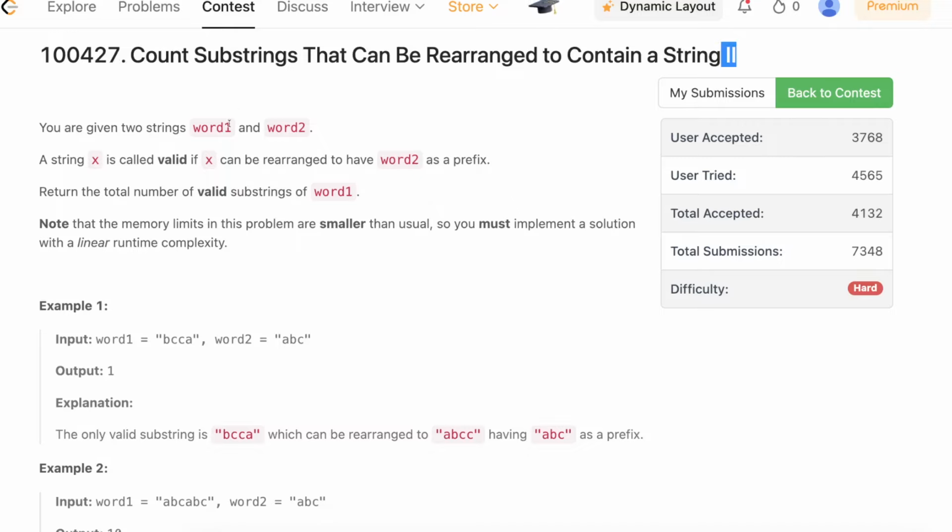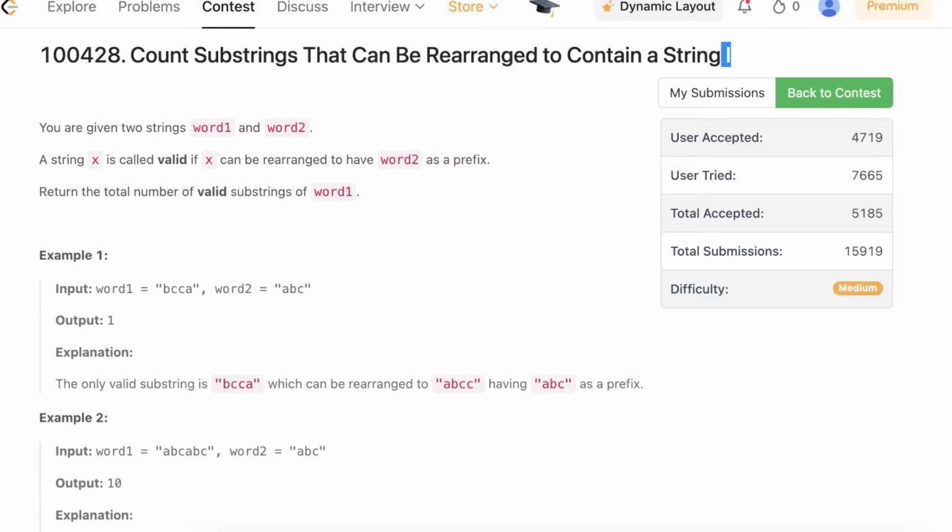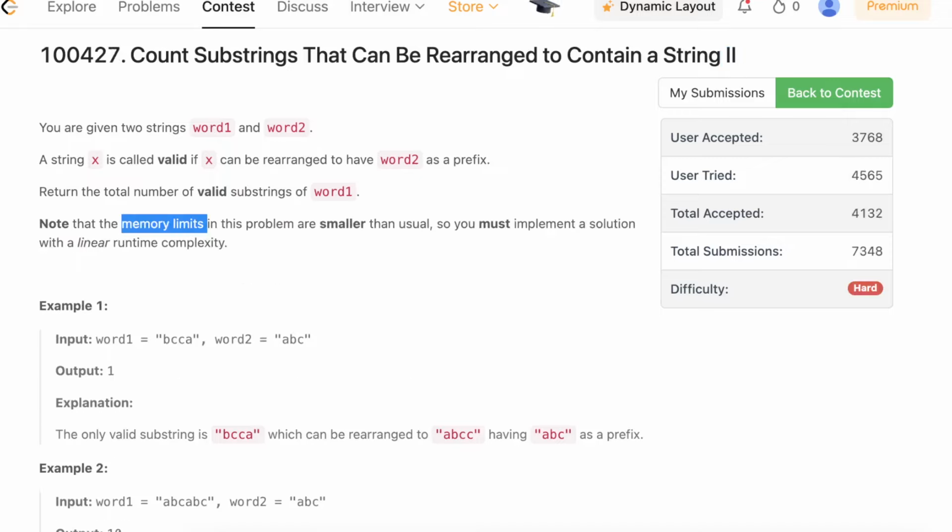Both the problems are exactly similar, the only difference lies in the constraint and the memory limits of the problem. So we'll start from the very brute force way and try to optimize this step by step to fit in the time and memory limits of the last problem.